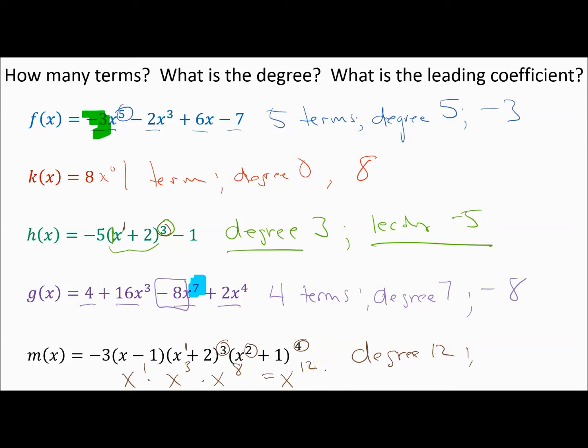The leading coefficient would be the number in front, negative 3, times this 1 is negative 3, times this 1 to the 3rd is still negative 3, times this 1 to the 4th is still negative 3. So the leading coefficient would be negative 3.